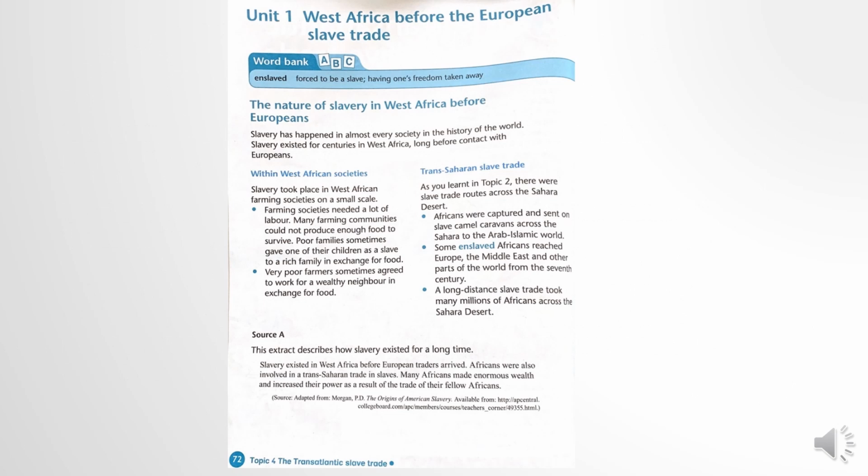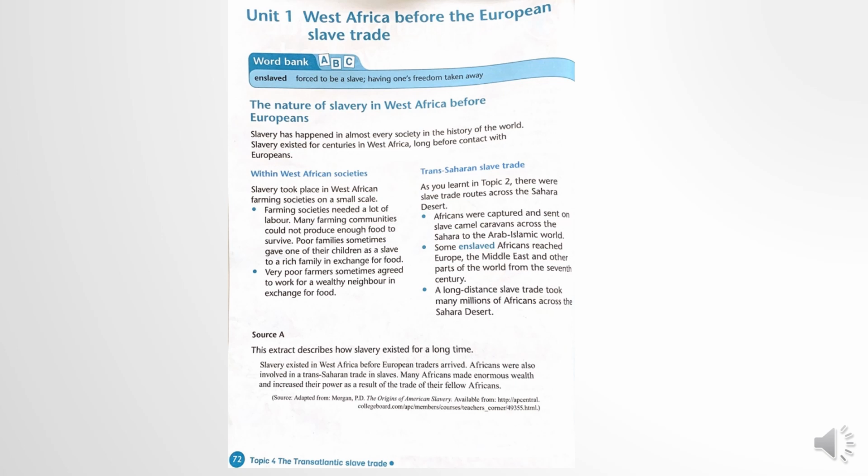Now, please have a look at page 72 and let's read through that. Actually, at the top you can see that there's a word bank. You should have taken all the words from page 72 up until page 93, and you should have done your word bank at the back of your book already. If that hasn't been done, please ensure that it gets done as soon as possible.